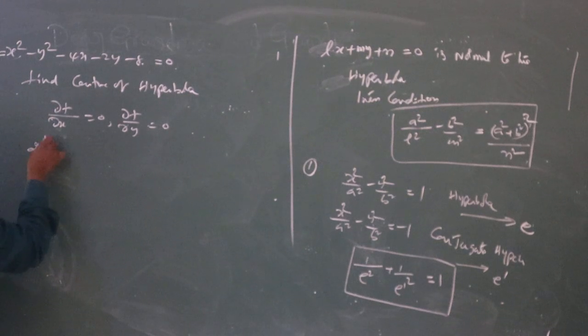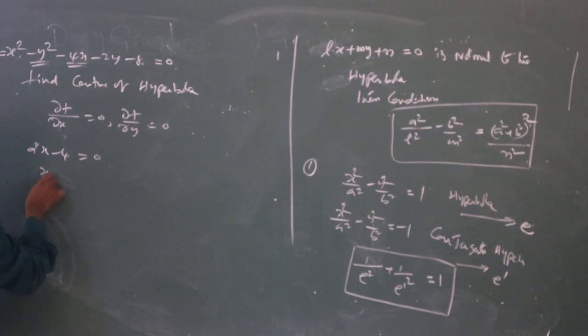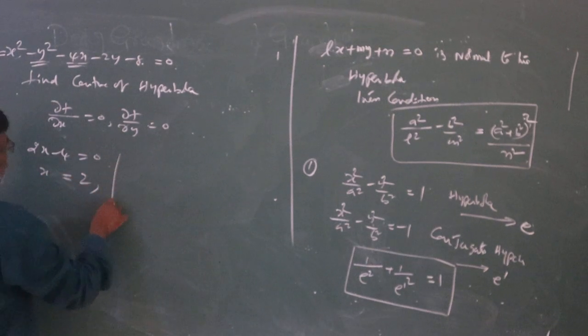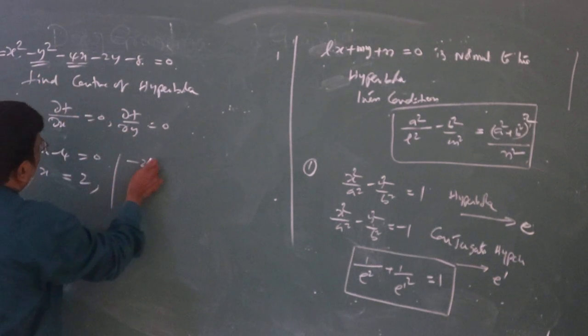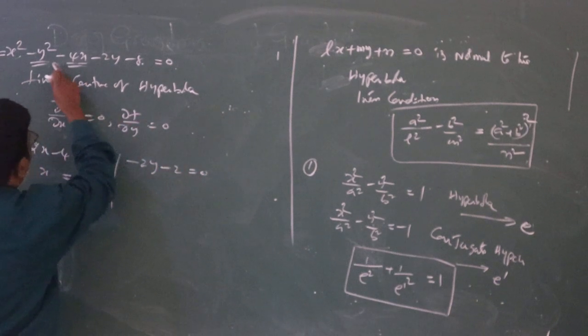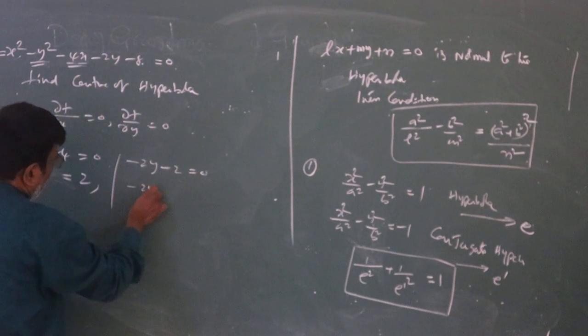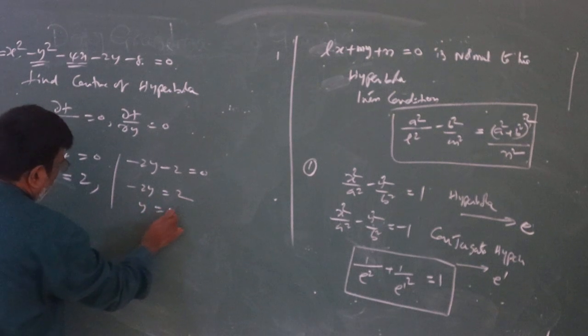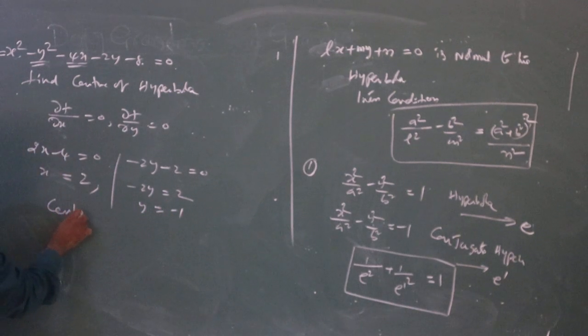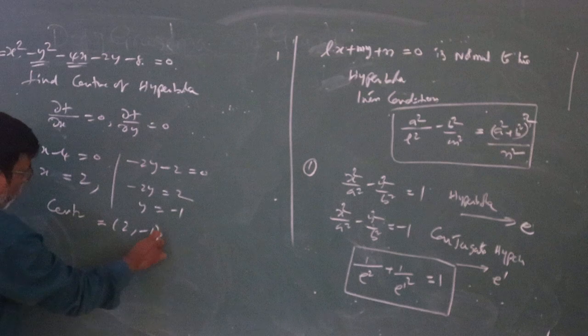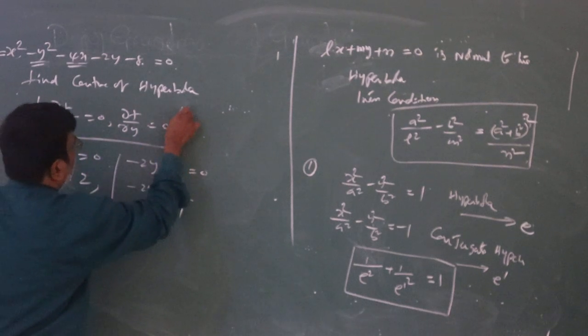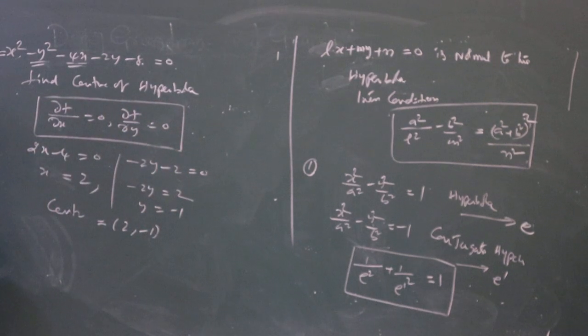So ∂f/∂x is 2x minus 4 equals 0, so x equals 2. Then ∂f/∂y is minus 2y minus 2 equals 0, minus 2y equals 2, y equals minus 1. So the center is (2, minus 1). This is the shortcut we are using.